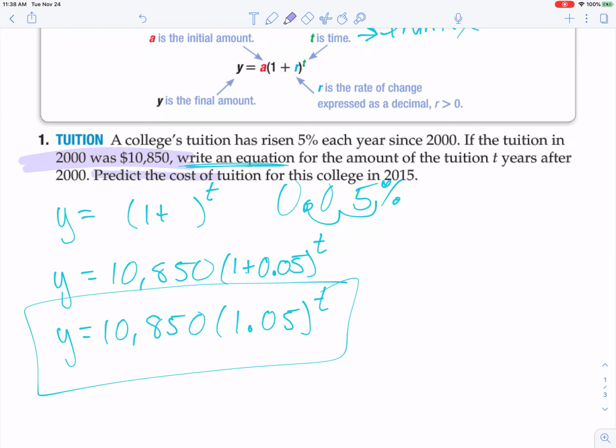Part 2 says, predict the cost of tuition for this college in 2015. That's the year. That's what you plug in for t, except one tiny catch. Remember up here where it said since 2000? t is the number of years that have passed. So how many years have passed if I'm asking about the year 2015? 15. So that's what you plug in for t.